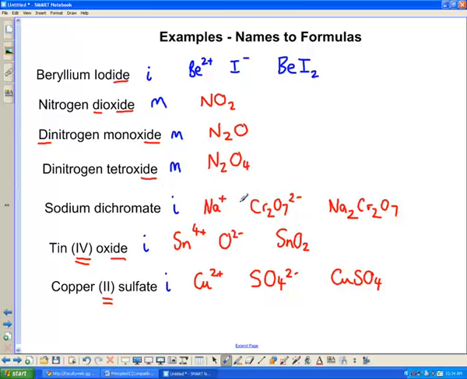So that is how we name ionic and molecular compounds. First off, figure out is it ionic or molecular, and then break it down to its ions if it's ionic, and just follow the name if it's molecular. Alright, that's it. Thank you.